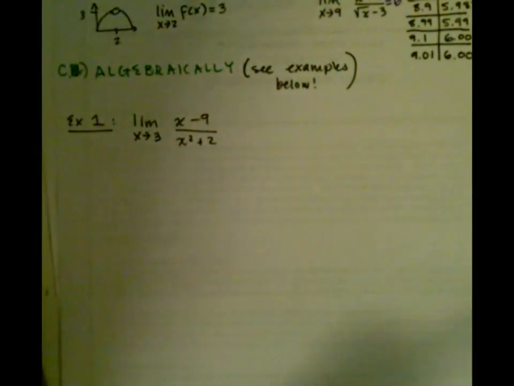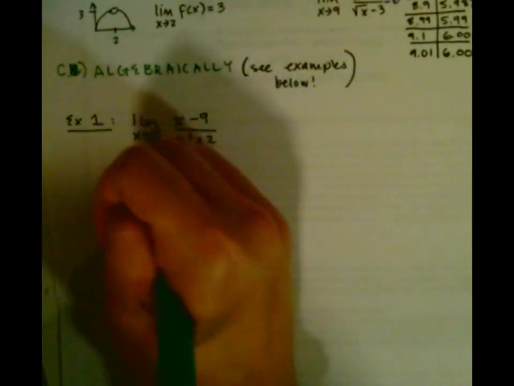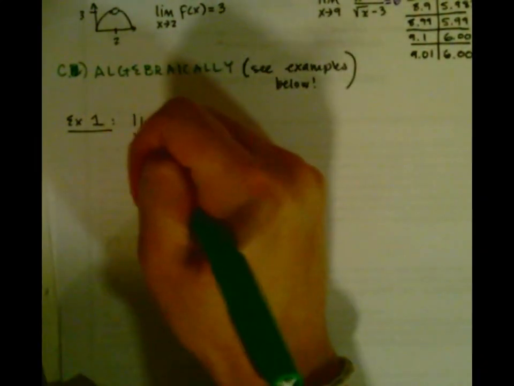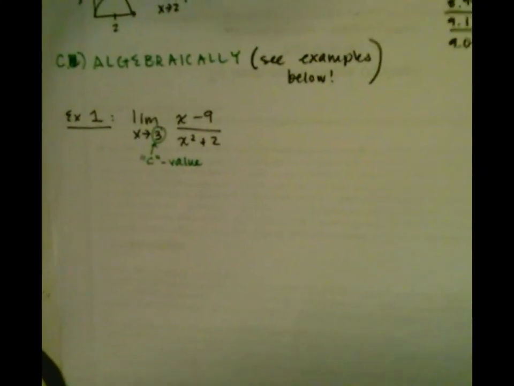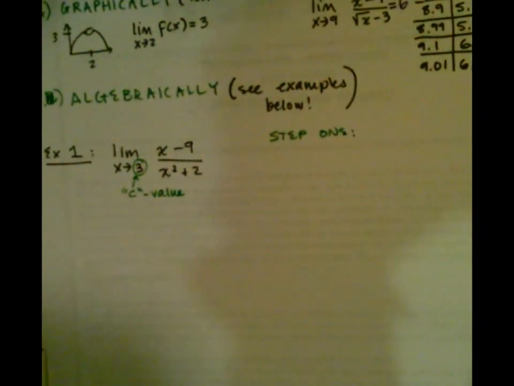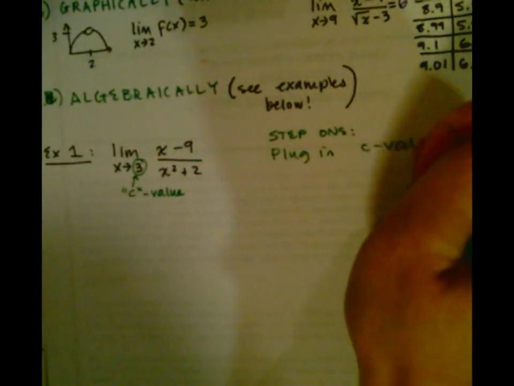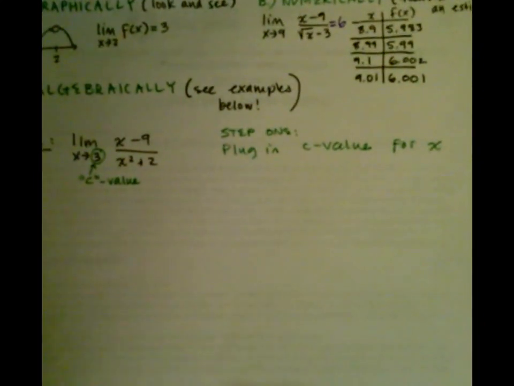So our first step here is always going to be to plug in the value you see here, which I'm going to call our c value, based off my original definition of a limit back in our previous notes. So step 1, we are plugging in the c value for x. Let's see what happens when we do that in this example.